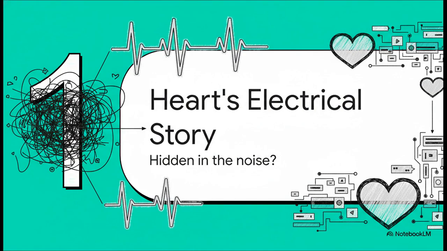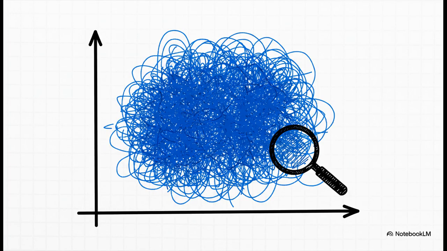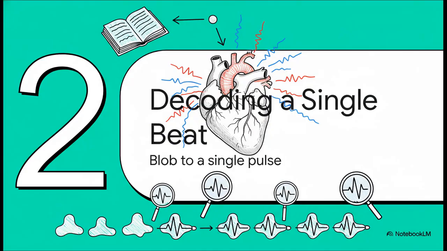Okay, so the heart's electrical story, what secrets are hidden in the noise? You see, before we can find the story, we've got to deal with the raw manuscript. And when you look at an electrocardiogram, an EKG, as just pure data, well, it's kind of tough to see where to even start. So check this out. This is our starting point. What you're looking at is 5 full minutes of EKG data from one person. And yeah, it just looks like a big blue blob, right? It's less story and more chaotic ink spill. The secrets are definitely in there, but man, they are buried deep inside all that noise. So how do we even begin to find meaning in this mess?